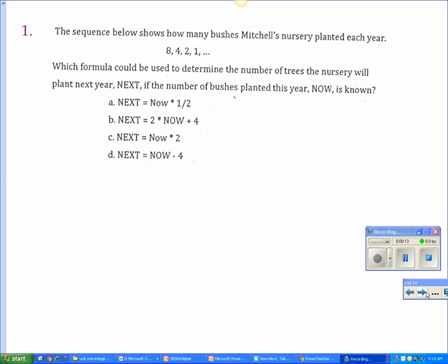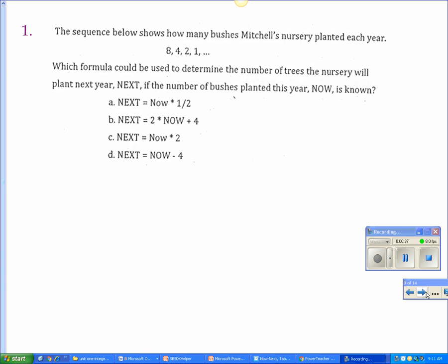Okay, so number 1 says the sequence below shows how many bushes Mitchell's nursery planted each year: 8, 4, 2, 1. Which formula could be used to determine the number of trees the nursery will plant next year, if the number of bushes planted this year now is known? So this was on the midterm. Do y'all remember that? One of these now, next rules. Basically, you just have to figure out the pattern.